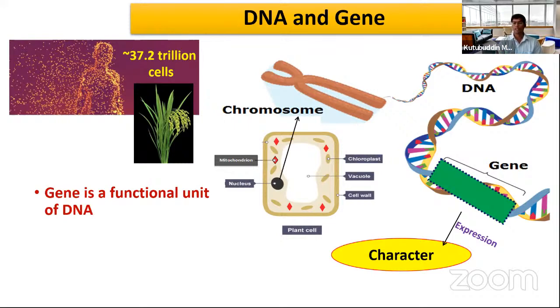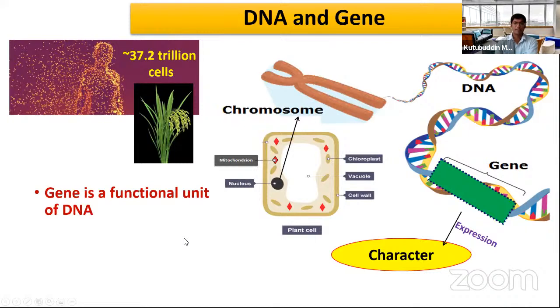So how does a gene express? Gene means a part of DNA which is functional, and that DNA produces RNA, and that RNA produces protein. So this is called the central dogma. So DNA to RNA and then protein, and that protein controls a character or a phenotype by acting in a biochemical pathway. So it means one gene or maybe several genes control a character.